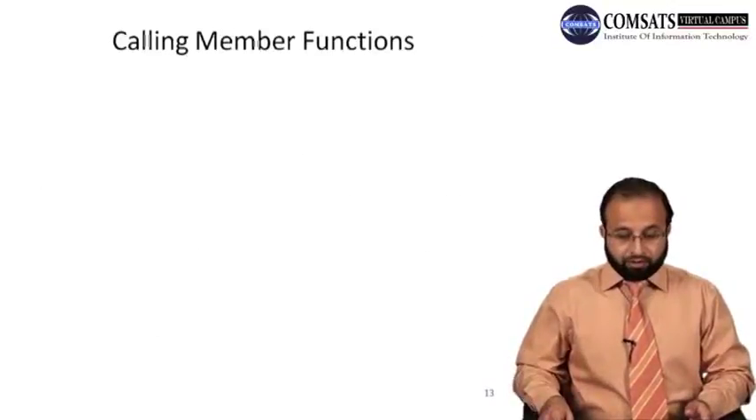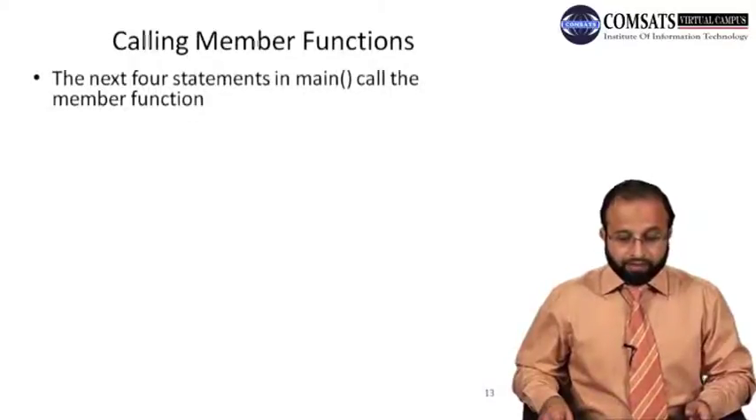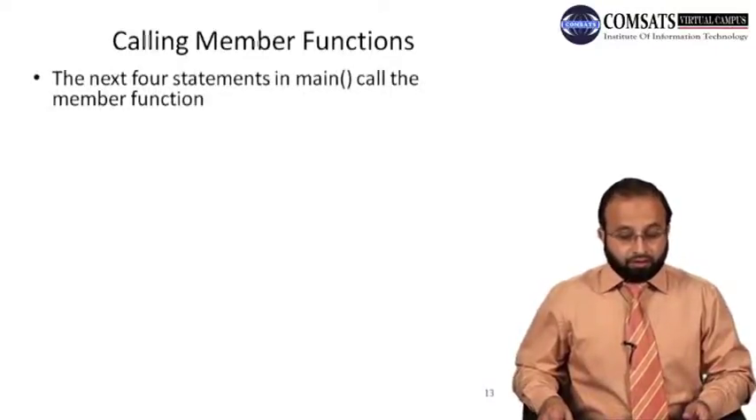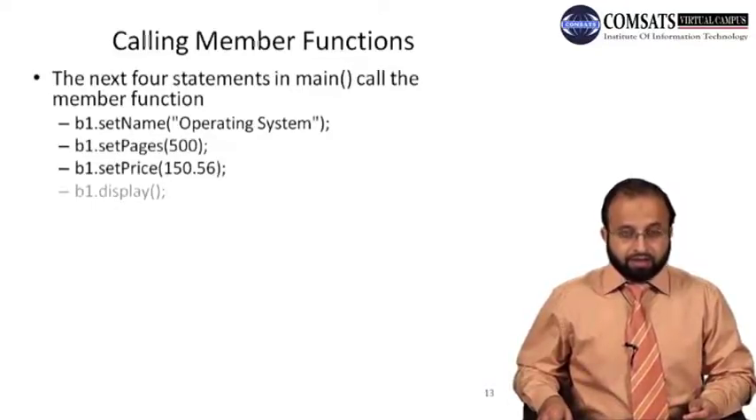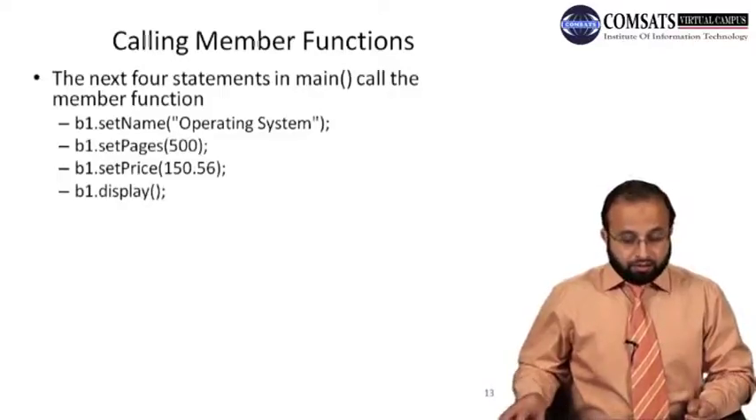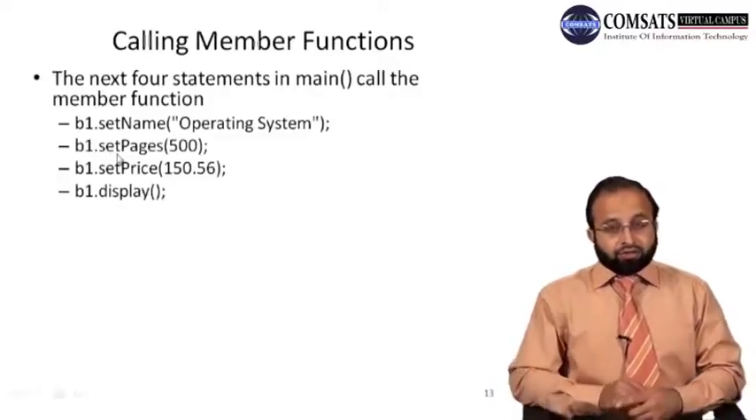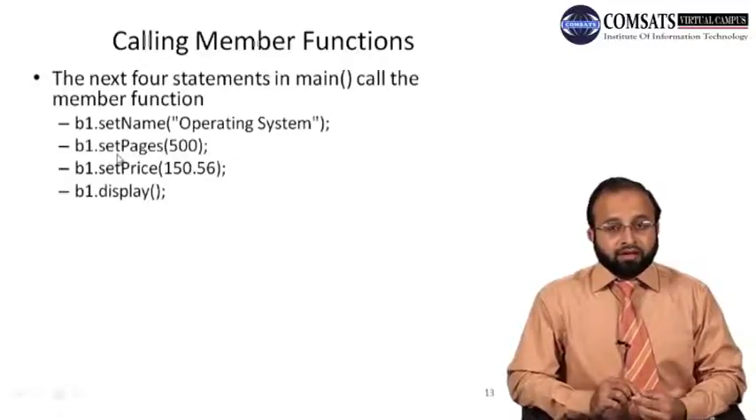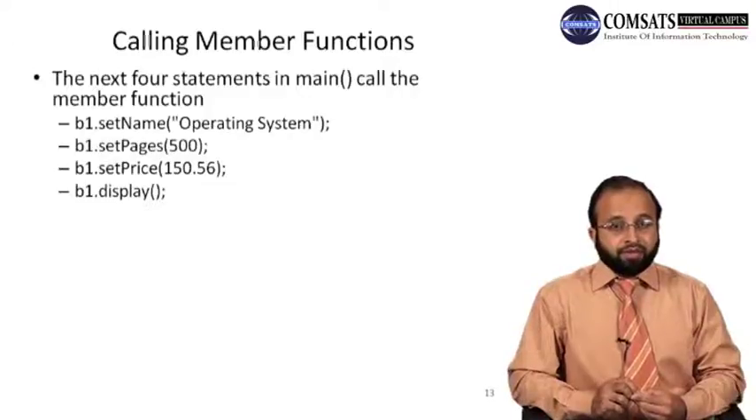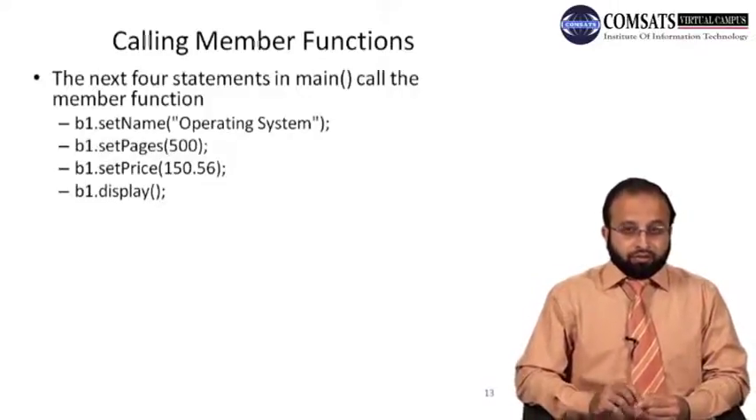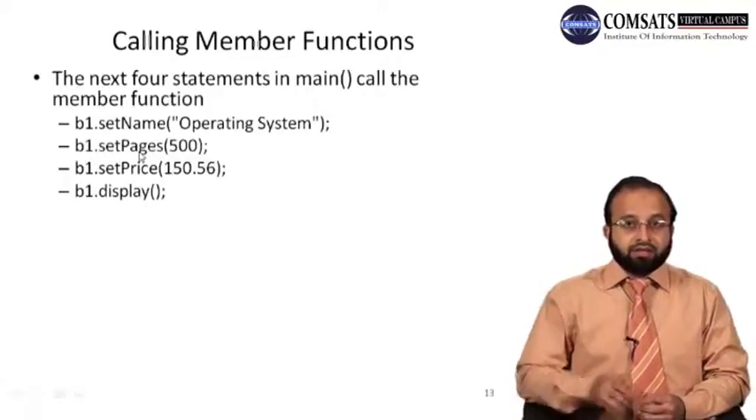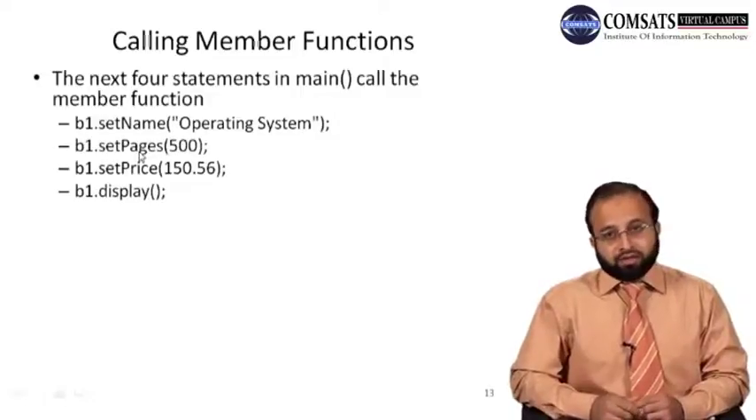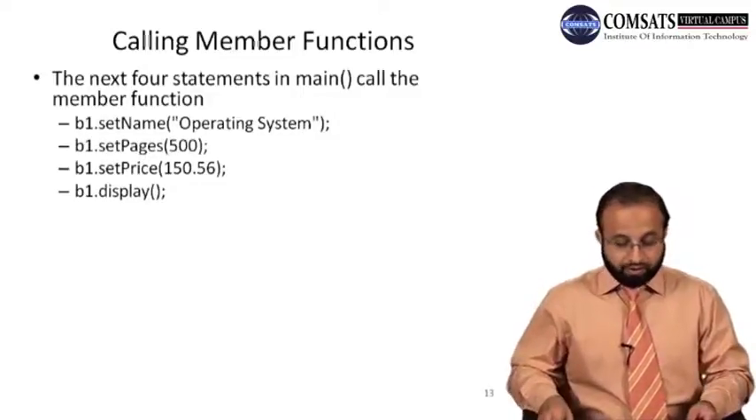Now calling member function. The next 4 statements in the main are the calling of member functions. We have seen these, that is set name, set pages, set price, and display. So whenever a member function is called with the object, then the private data member of that object can be accessed within that member function. So b1 dot set pages, b1 के private data member set pages जो member function है class का उसके अंदर accessible होंगे. ठीक है, this is what we have observed.